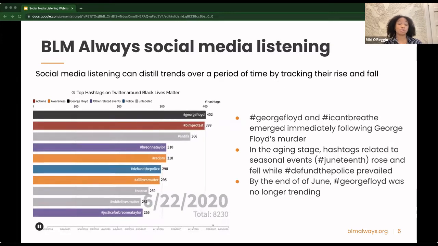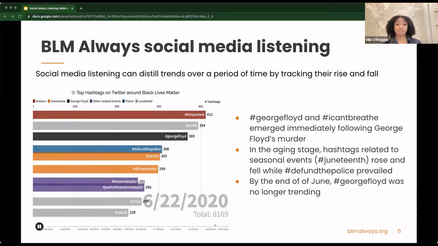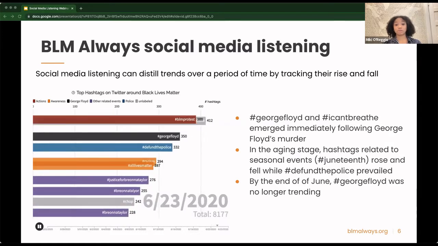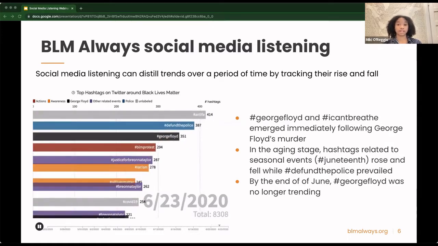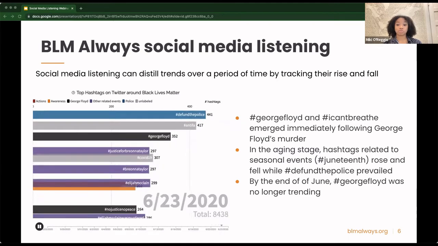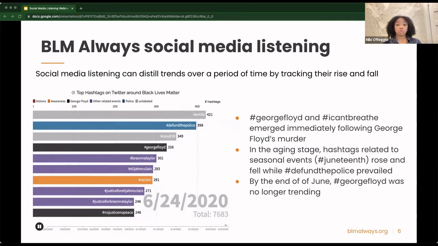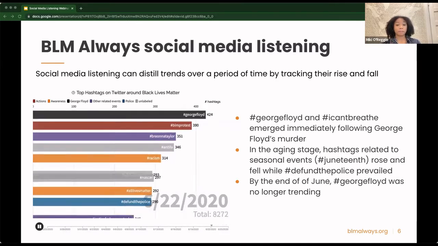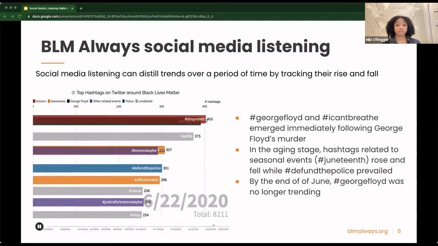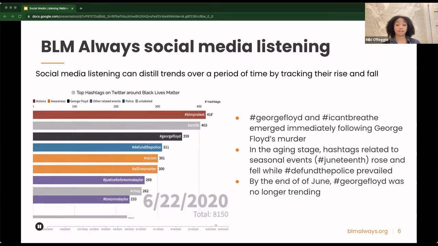If we had just looked at a trending hashtag for one day, we would have thought that hashtag George Floyd was the most popular hashtag on Twitter representing the Black Lives Matter movement. But that just wasn't true. By looking at just an individual moment, we wouldn't be able to understand the mass sentiment on social media platforms such as Twitter around a certain topic, which in this case was the Black Lives Matter movement.